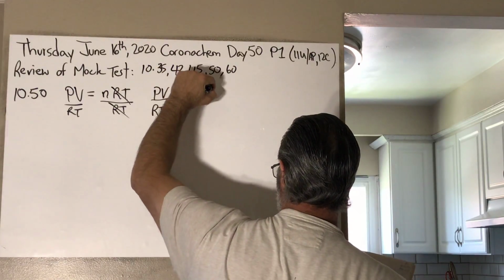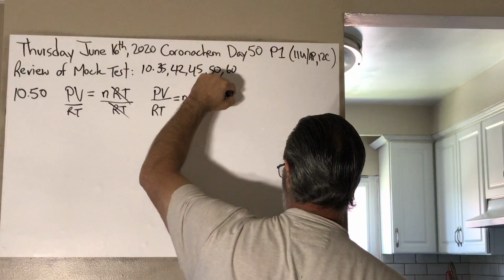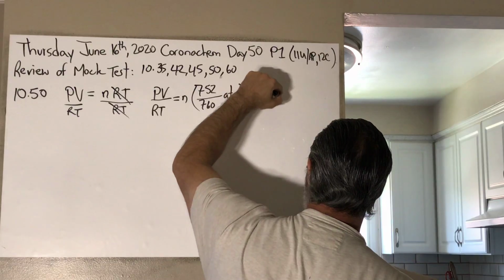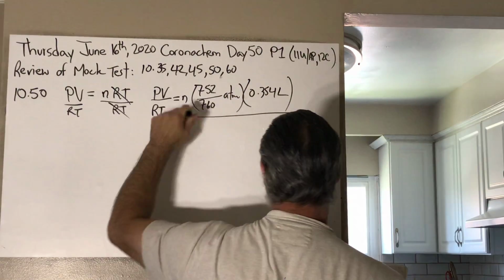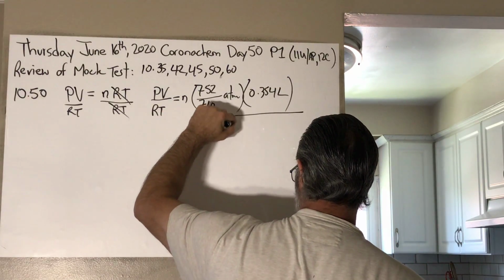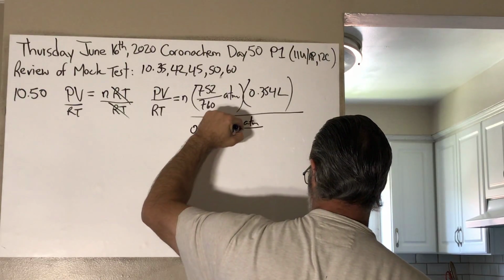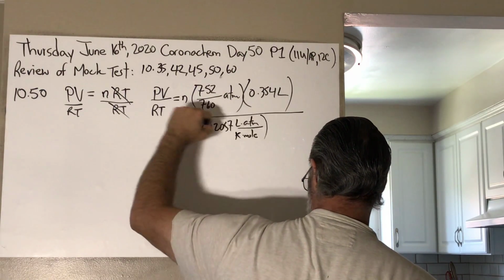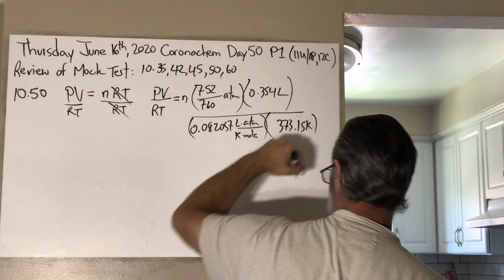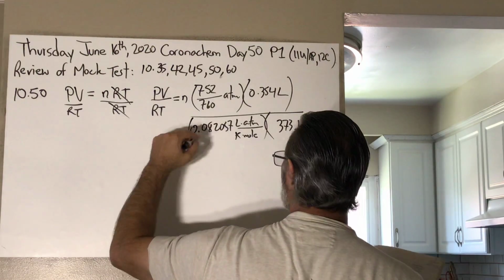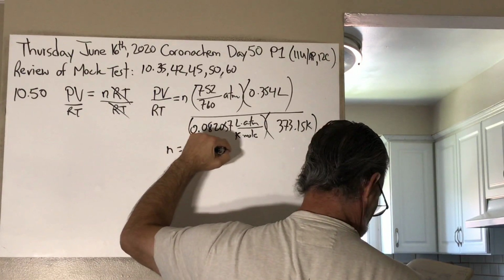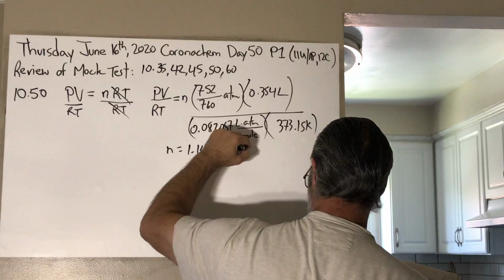So the pressure is 752/760ths of an atmosphere. The volume is 0.354 liters because you had centimeters cubed, and there's 1,000 centimeters cubed in a liter. 0.082057 liter atmospheres per Kelvin mole is the value of the gas constant, and the temperature is 373.15 Kelvin. So the number of moles you get from that is 1.14395365 times 10 to the minus 2 moles of gas.